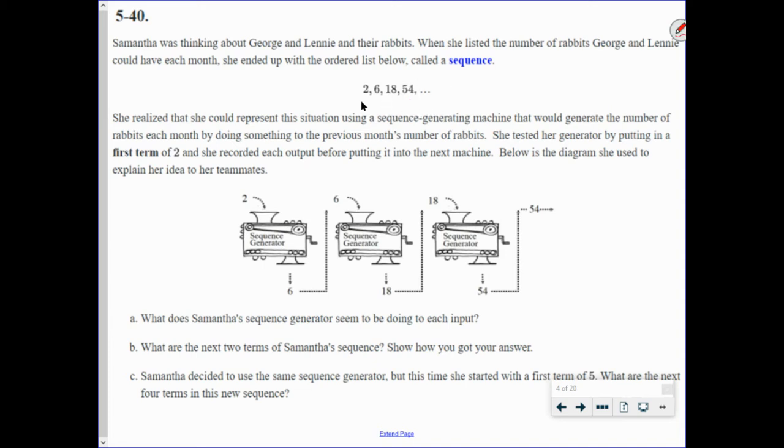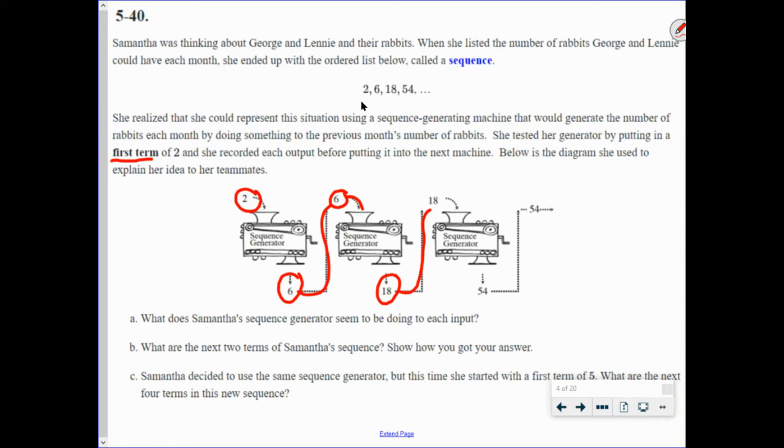She realized that she could represent the situation using a sequence generating machine that would generate the number of rabbits each month by doing something to the previous month's number of rabbits. She tested her generator by putting in the first term of 2. That's what we started with. Here's the first term. See, that's the definition. And she recorded each output before putting it into the next machine. So you got the output here. It then became the input, which then went in and became the output and then became the input, and so on and so forth. Below is a diagram she used to explain her ideas to her teammates.